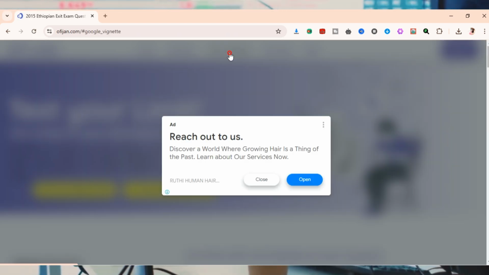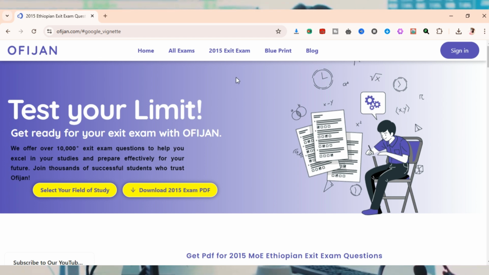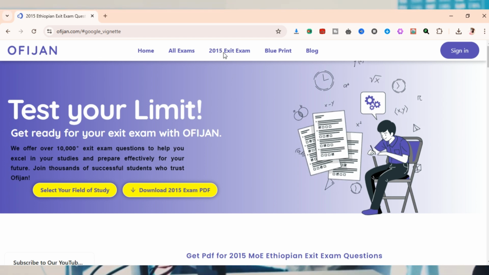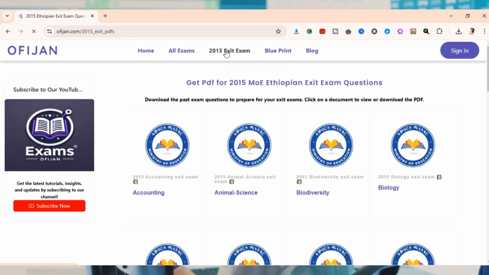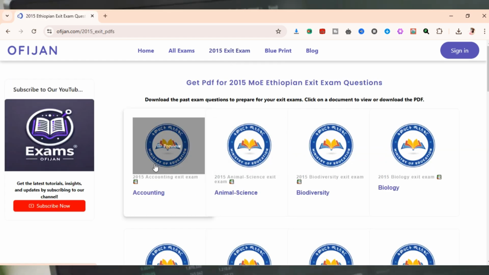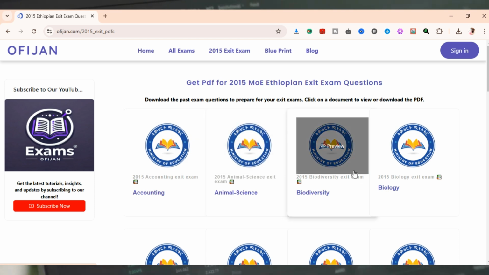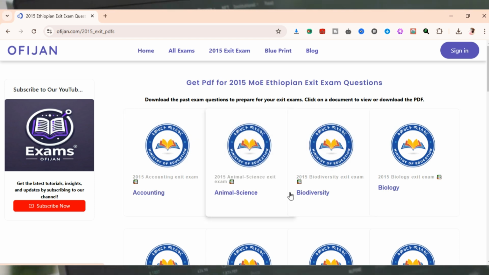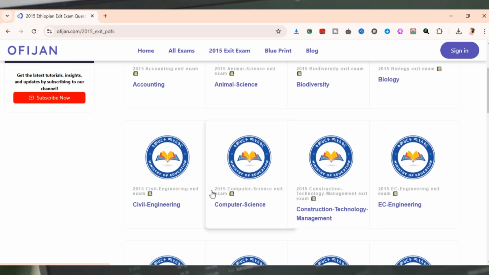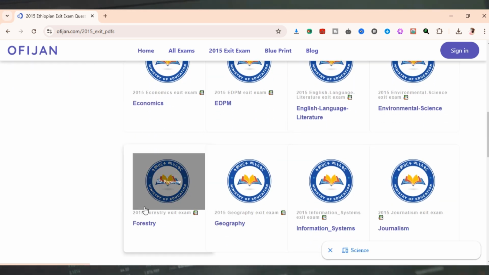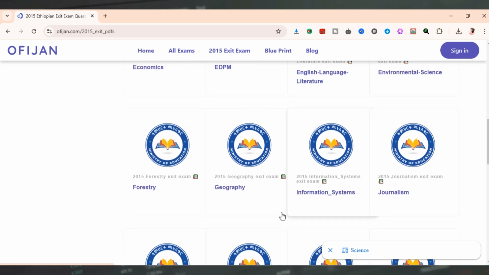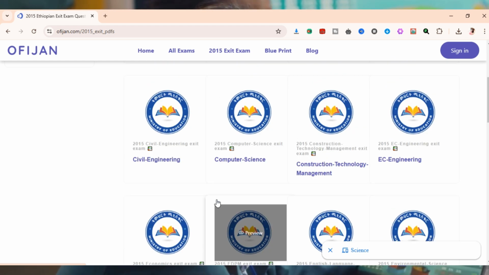Once on the home page, look for the section that says 2015 Exit Exam or use the navigation menu to find past exam questions. Scroll down to find the 2015 Exit Exam questions for your department. There are a lot of departments. Click on your department and open it to view the exam questions. Here you'll find the full 2015 exam. You can read it online. For today, I want to click on the accounting department and randomly select 5 questions to explain to you.